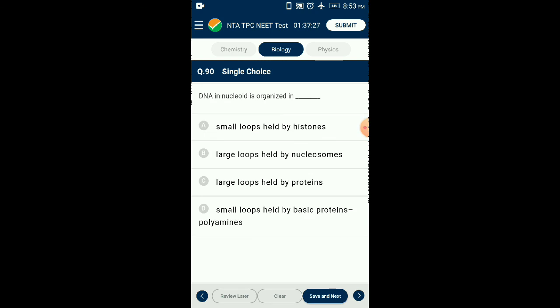Question number 90. This is the last question. DNA in the nucleoid is organized in prokaryotic organisms such as E. coli, which lack a well-defined nucleus. The DNA is present in the cytoplasm in a highly confined and supercoiled form. DNA is a negatively charged molecule and it is held with some proteins having positive charges, in the region termed the nucleoid zone of the cell. The DNA in the nucleoid is highly organized in large loops by being associated with positively charged proteins. So the answer for this question is option C, large loops held by proteins.